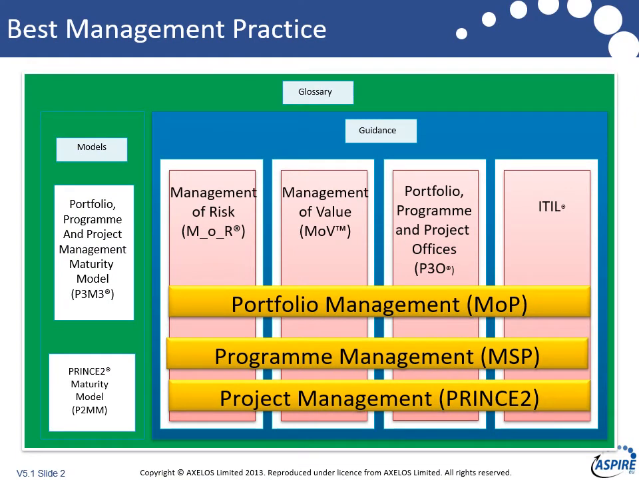This is the OGC Best Practice Portfolio. Now, as you can see, the P3O model actually cuts across the layers. So we've got portfolio management, or MOP, which is looking at the strategic overview of an organization's investment. We've got MSP, which is program management, which looks at delivering major changes in terms of organizational functionality. And then we've got project management and Prince 2. Now, we don't particularly talk much about project management in this course. It's more focused on portfolio and program.